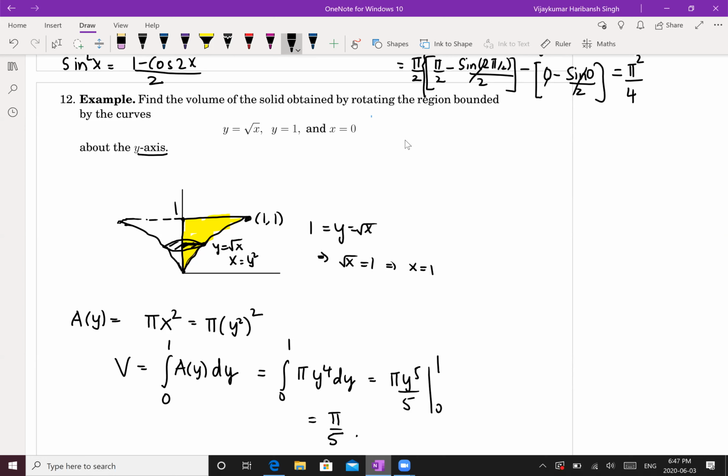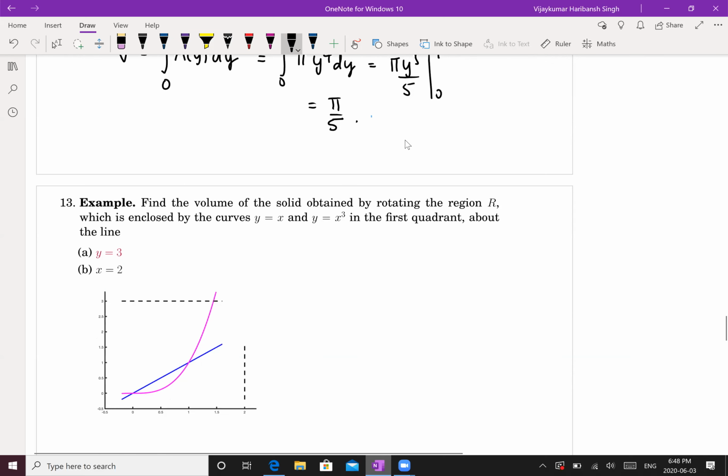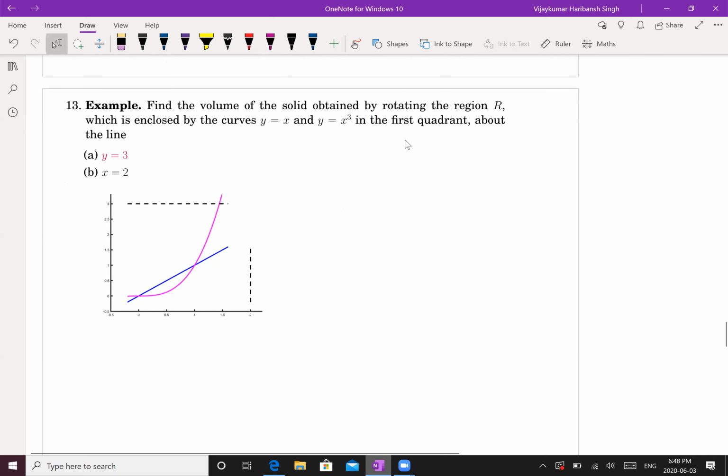Yeah, so the idea is, the axis you're rotating along or doing the revolution along, you have to cut a cross section perpendicular to that axis. So you see here we rotated around the y-axis, so we have to draw the cross section which is perpendicular to the y-axis. Okay. So let's move on to the next problem.